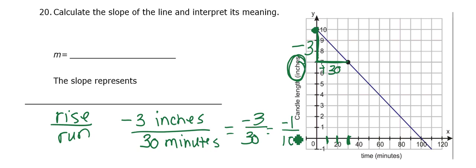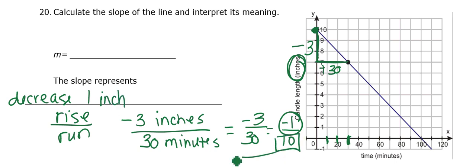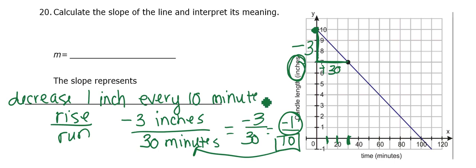So in simplest terms, again, let's think of what the minus 3 was, the minus 3 inches. So this would be minus 1 inch. So the slope represents decreases 1 inch, and the 10 represents the minutes. So decreases 1 inch every 10 minutes. And then actually to write it as a slope is negative 1 over 10.